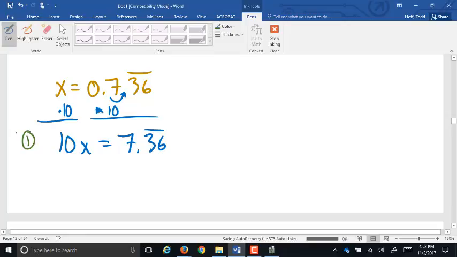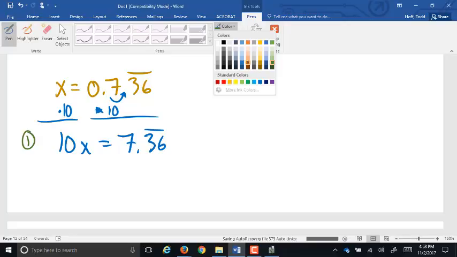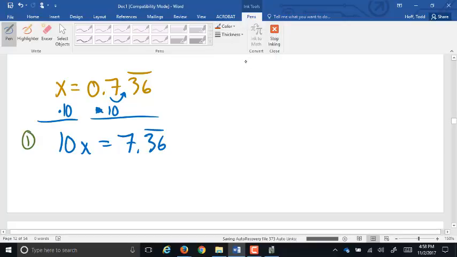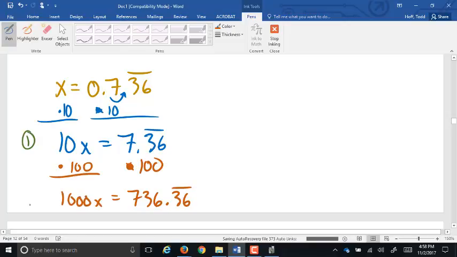Now our second equation still goes off of how many digits repeat. How many digits are repeating here? 2, the 3 and the 6. So we're going to multiply by what? 100. That moves the decimal 2 spots. This will be 736.36 repeating. Over here, 10x times 100 is 1,000x.